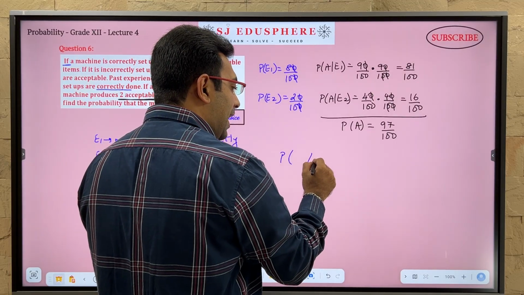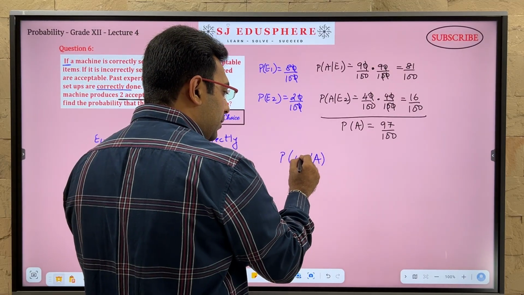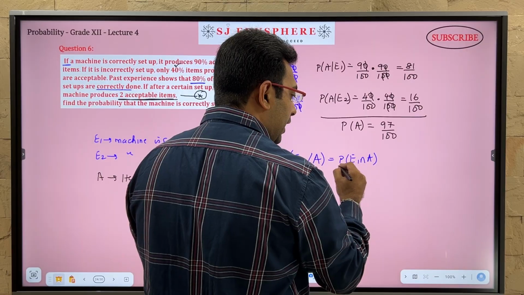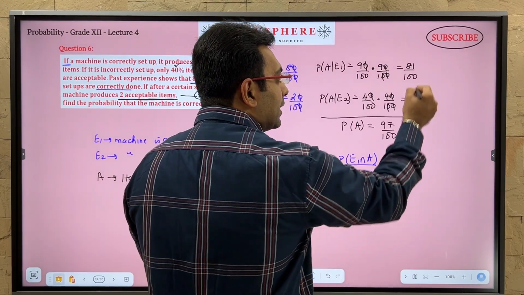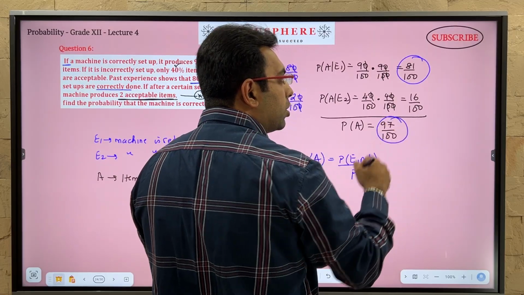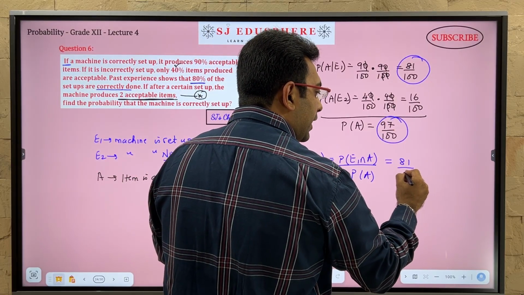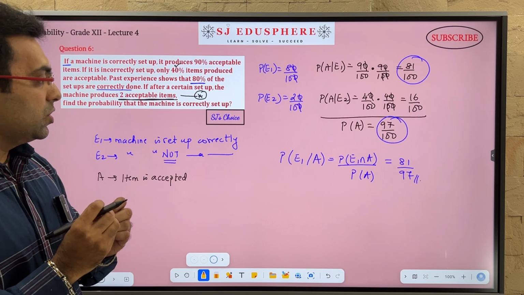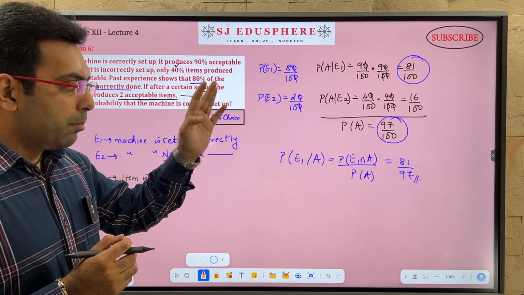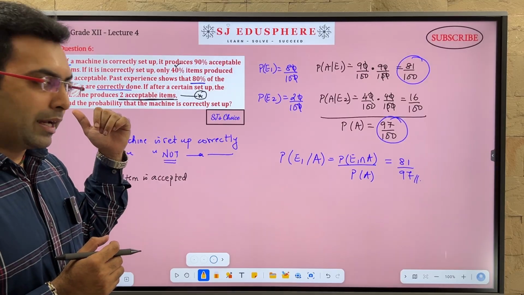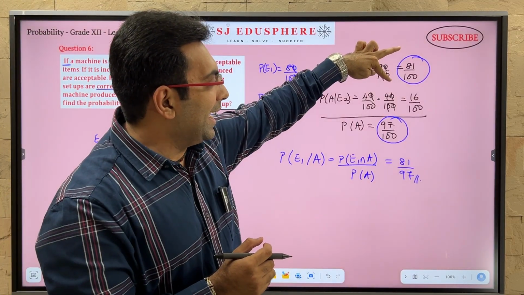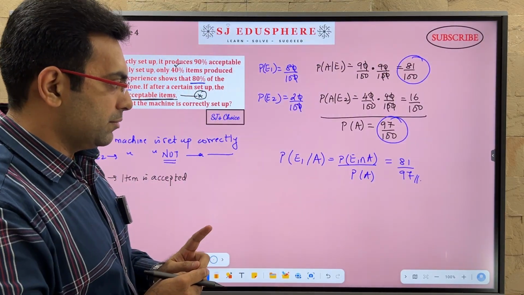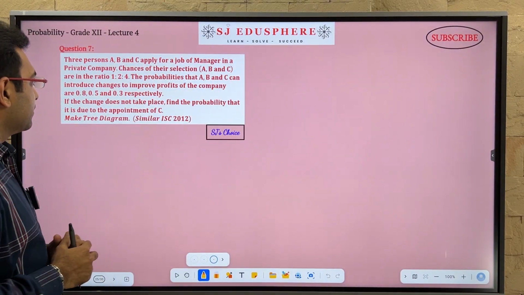So given that there was an acceptable item, the machine was set up correctly, that is probability E1 intersection A upon probability A. That means the first answer upon the total answer, that is over here 81 by 97. For every 97 items which are accepted, 81 are because the machine was set up correctly. Please understand, this is 81 out of 100 and this is 81 out of 97 for the acceptable items. Let's look into the next sum.